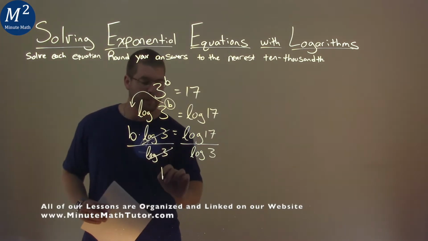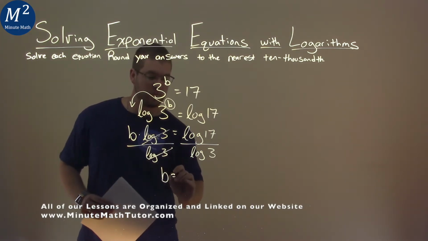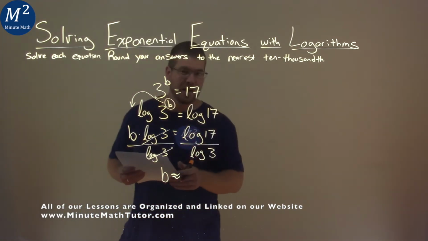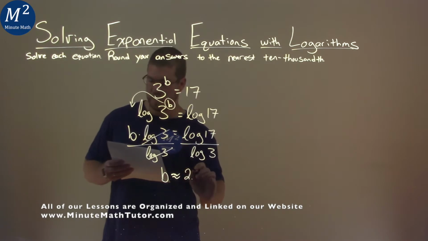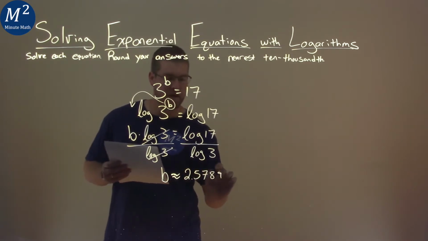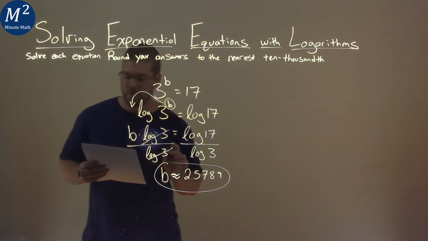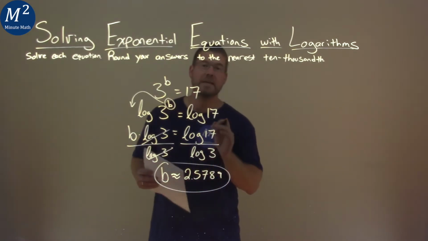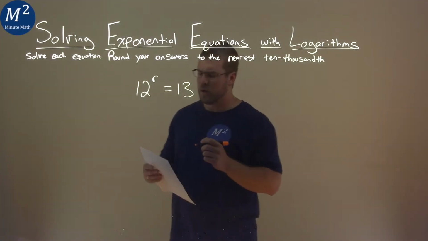And we're left with b here is equal to, and it's going to be approximate because we're going to round this. When you use our calculator, log of 17 divided by log of 3 comes out to be 2.5789 rounded. And so our final answer is b is approximately 2.5789.